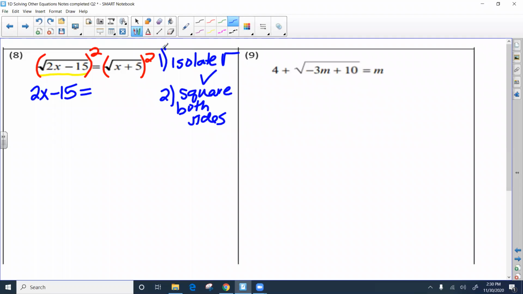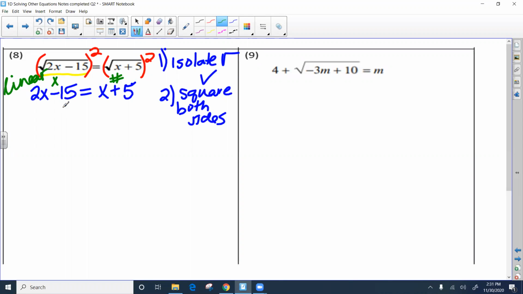Notice what also happens on the right side. It actually makes this pretty easy because on the right side, I have square root of x plus 5 squared. So again, the square root and squared are going to get rid of each other, and we're just left with x plus 5. So in this case, after I squared both sides, I actually got rid of both radicals. So now I have, again, just a linear equation. 2x minus 15 equals x plus 5. And I'm just going to solve for x. So I want to get the x's on one side and the numbers on the other.